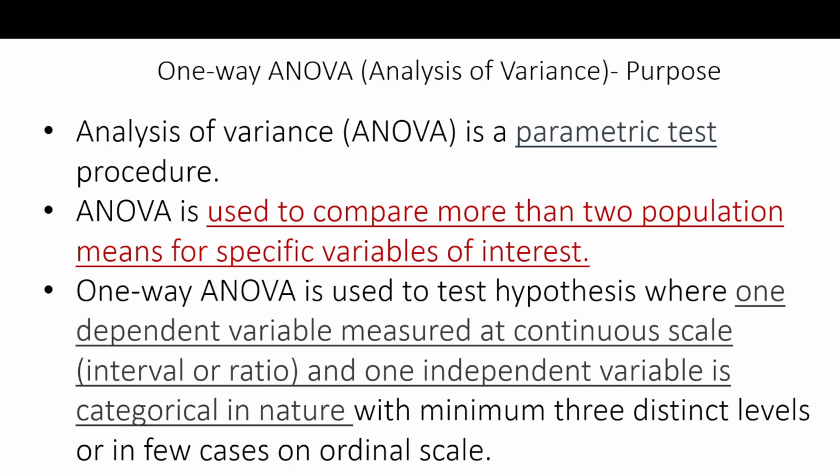So let us understand what is the purpose of one-way ANOVA. Analysis of variance or ANOVA is a parametric test procedure. ANOVA is used to compare more than two population means for a specific variable of interest. One-way ANOVA is used to test hypotheses where one dependent variable is measured on a continuous scale, that means interval or ratio, and one independent variable is categorical in nature with a minimum of three distinct levels, or in a few cases on an ordinal scale.